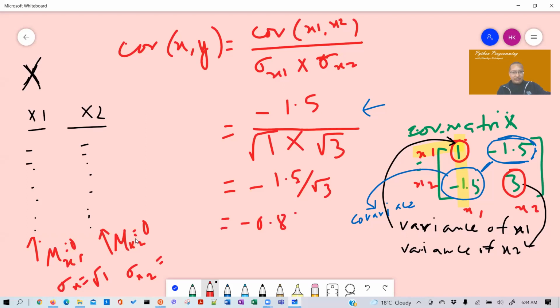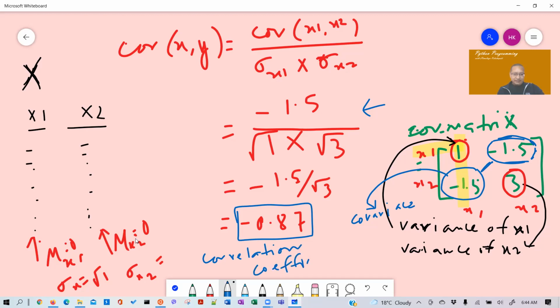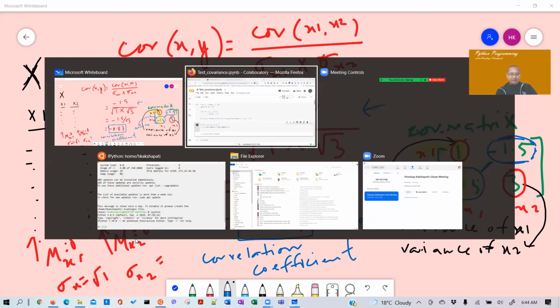So you're thinking about what is this? Minus 0.87. What is this one, this thing? Correlation coefficient, right? Pearson correlation coefficient भन्छ, हैन, correlation coefficient. बुझ्नुभयो? Okay, so that's what it is.